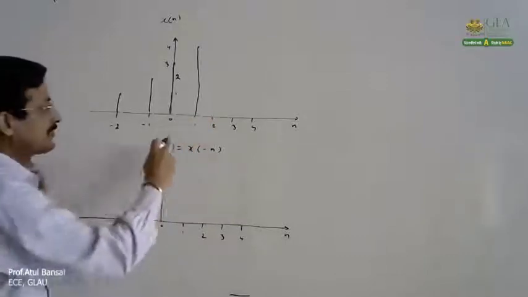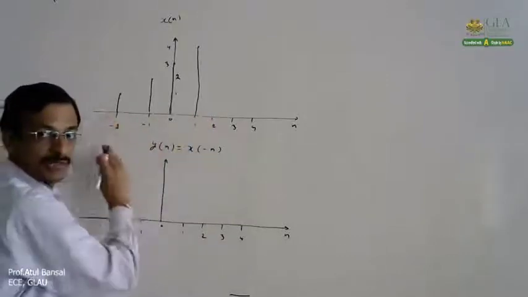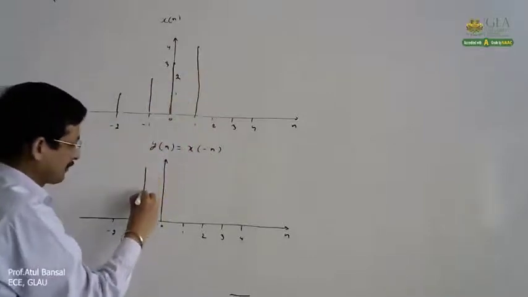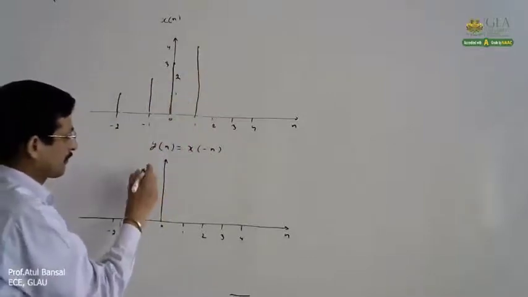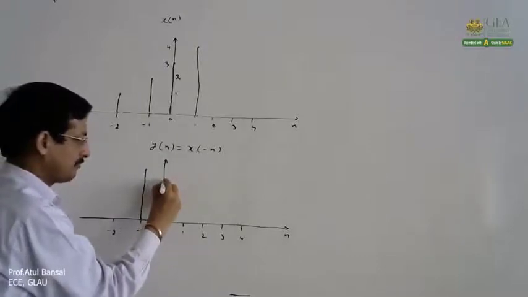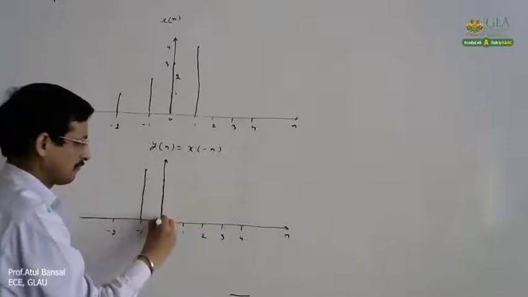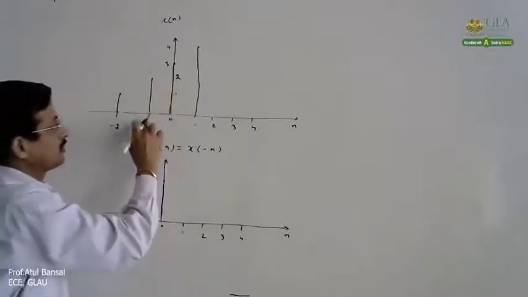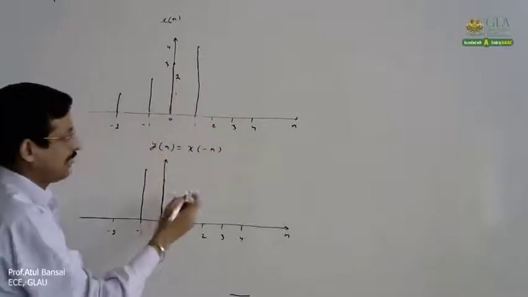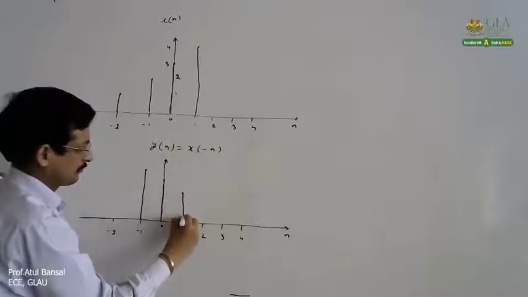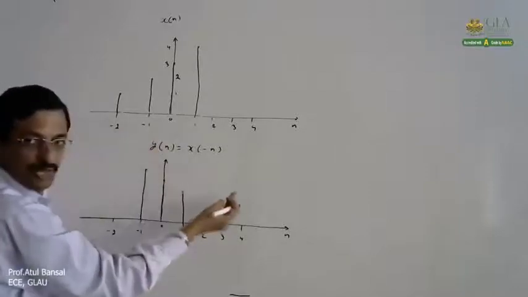So what will happen? Whatever is at 1 will now get at minus 1. So at 1 it was 4. At 0 it will remain the same, right? Because it is reversed across the y-axis only. Now, at minus 1, this will go to 1. And at minus 2, that will go to 2.